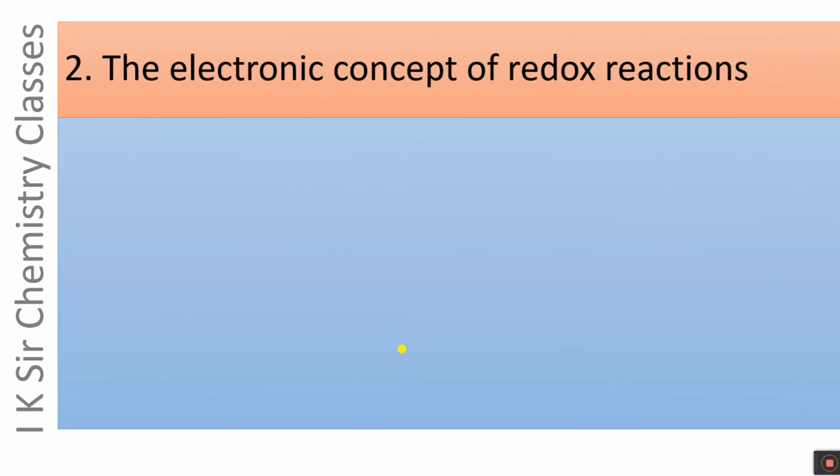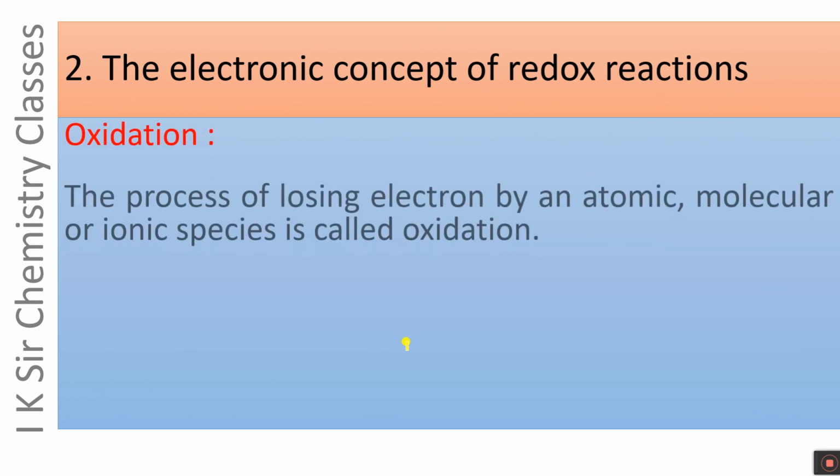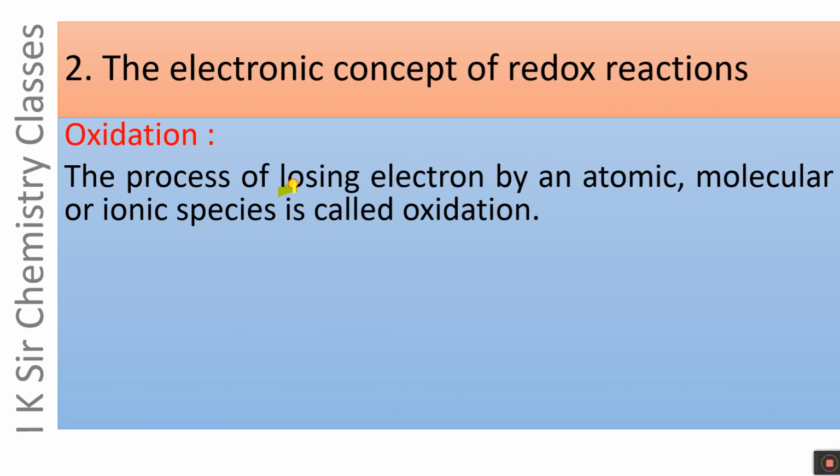The electronic concept of redox reactions. According to this concept, oxidation can be defined as follows. The process of losing electron by an atomic, molecular or ionic species is called oxidation. Let us understand it again. The process of losing electron by an atomic, molecular or ionic species is called oxidation.